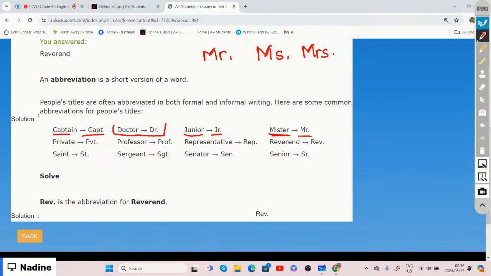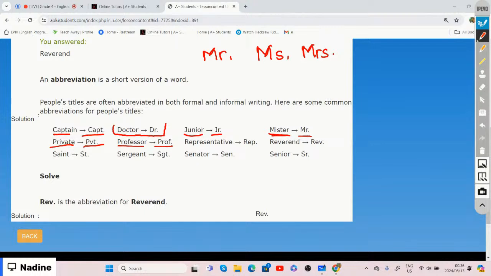And then we also have private. It's like Private Ryan. So we have private, and professor is prof. Like at the universities, instead of saying the full word professor, they would call the professor by its abbreviated title, which is just prof.